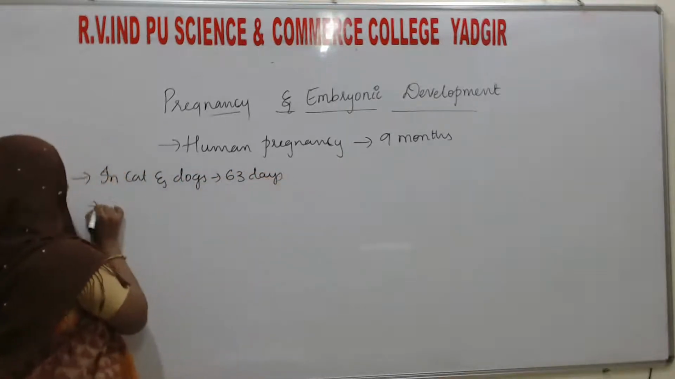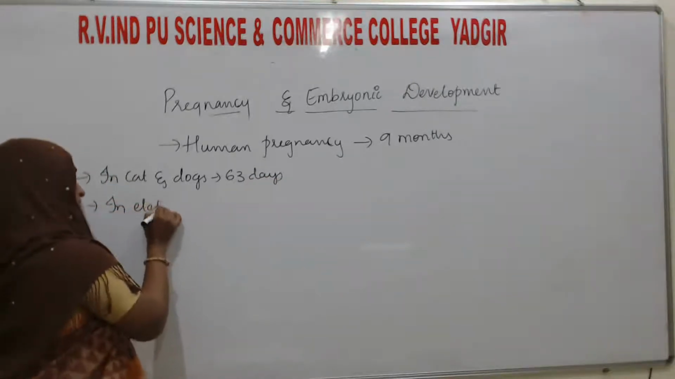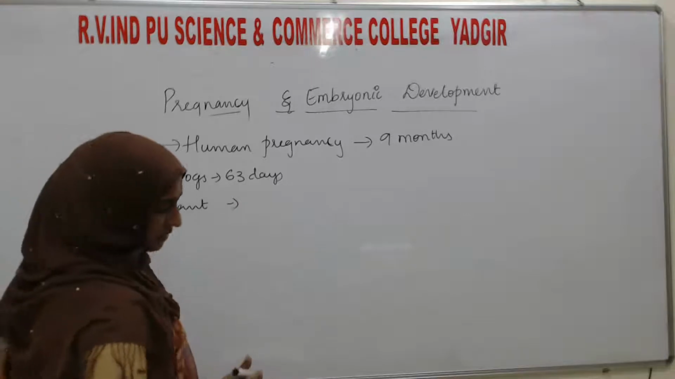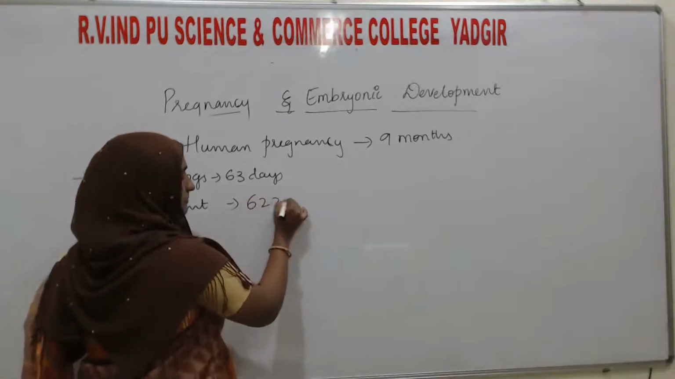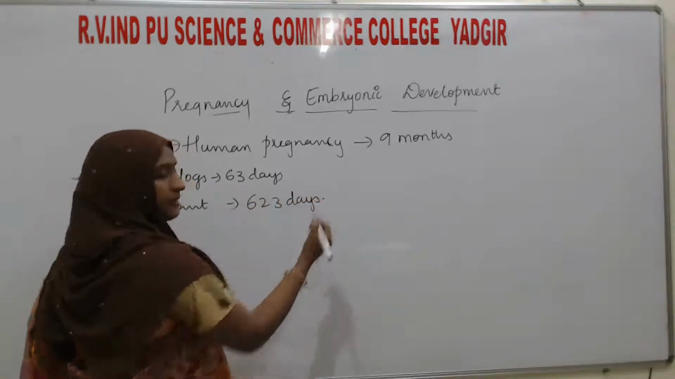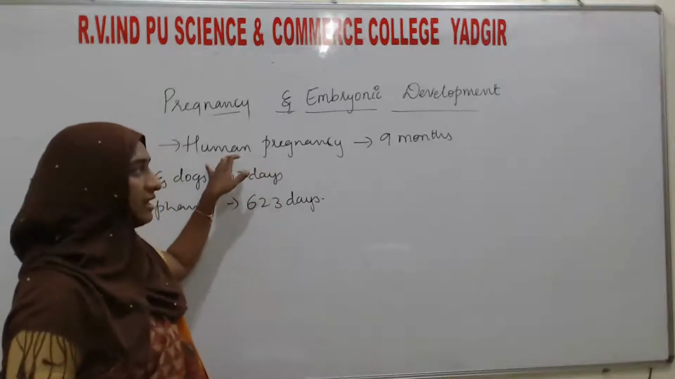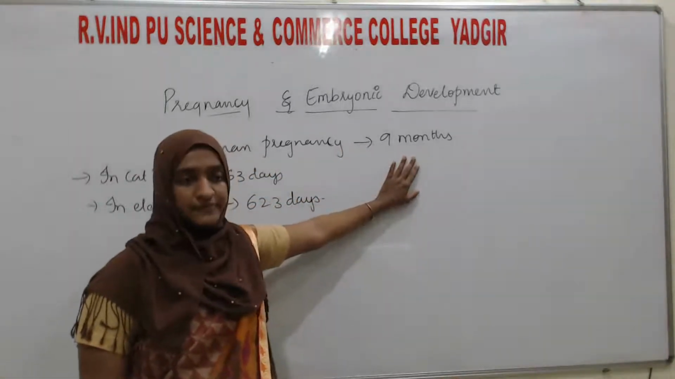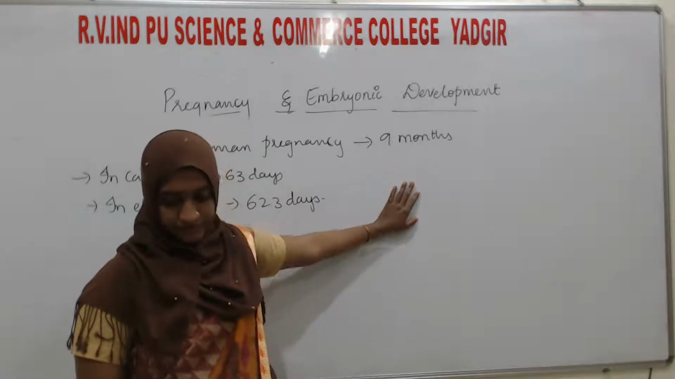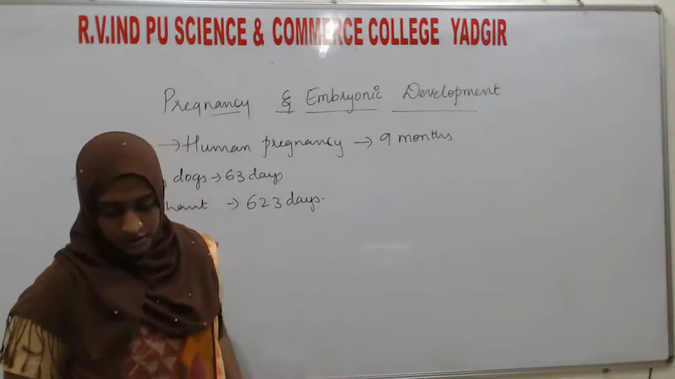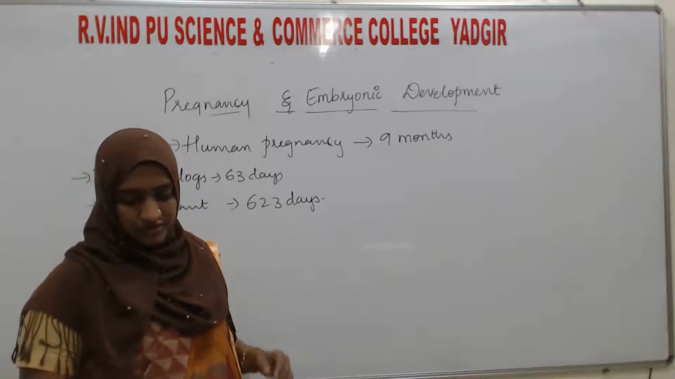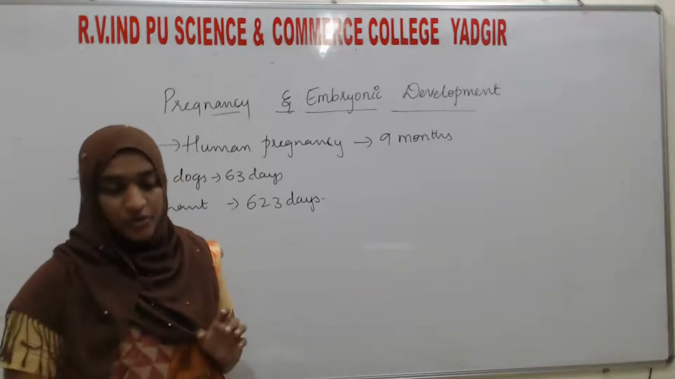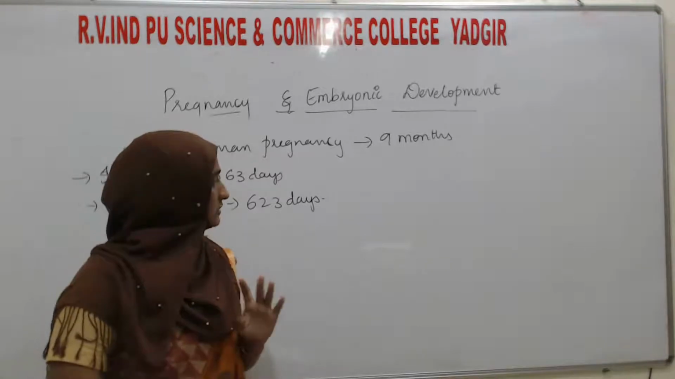And in elephants it is 623 days. But in the human female, the pregnancy is of 9 months. Next, in human beings, after 1 month of pregnancy, the embryo's heart is formed. First, you listen here.